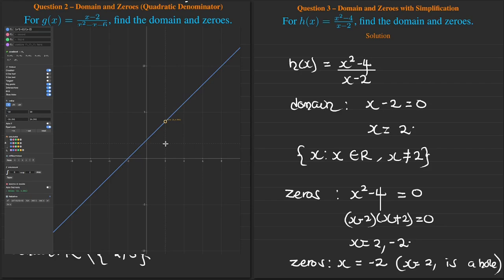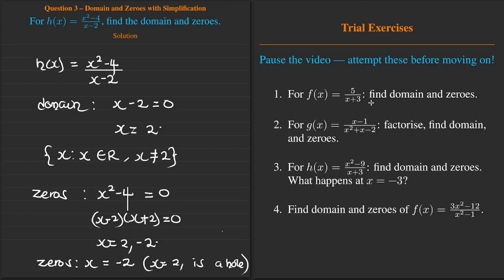In this lesson, we have spoken about the domain and the zeros. When it comes to the domain, it is all of the real numbers except those for which the denominator is equal to 0. When it comes to the zeros, it is what makes the numerator equal to 0, because for a fraction, if the numerator is 0, that is all you need to make the whole fraction equal to 0. On that note, I'll leave you with some exercises to test your understanding. Here you have 4 questions based on all that we've done so far.